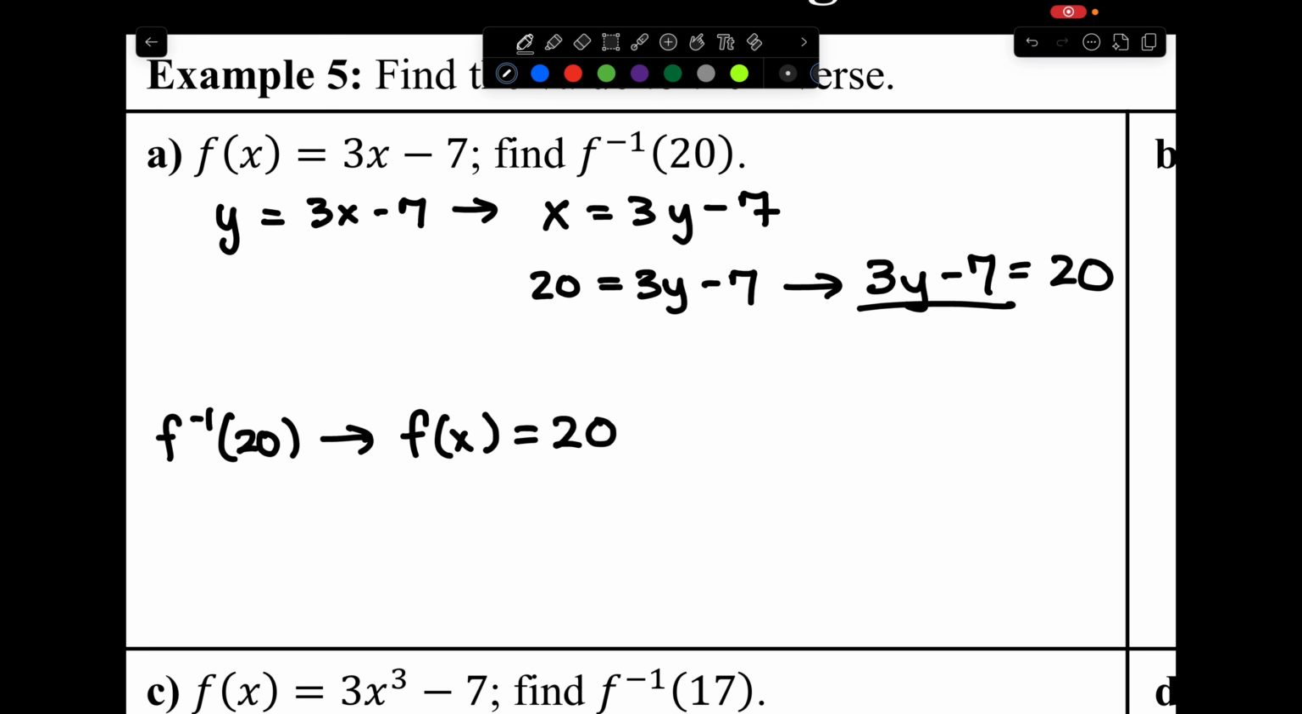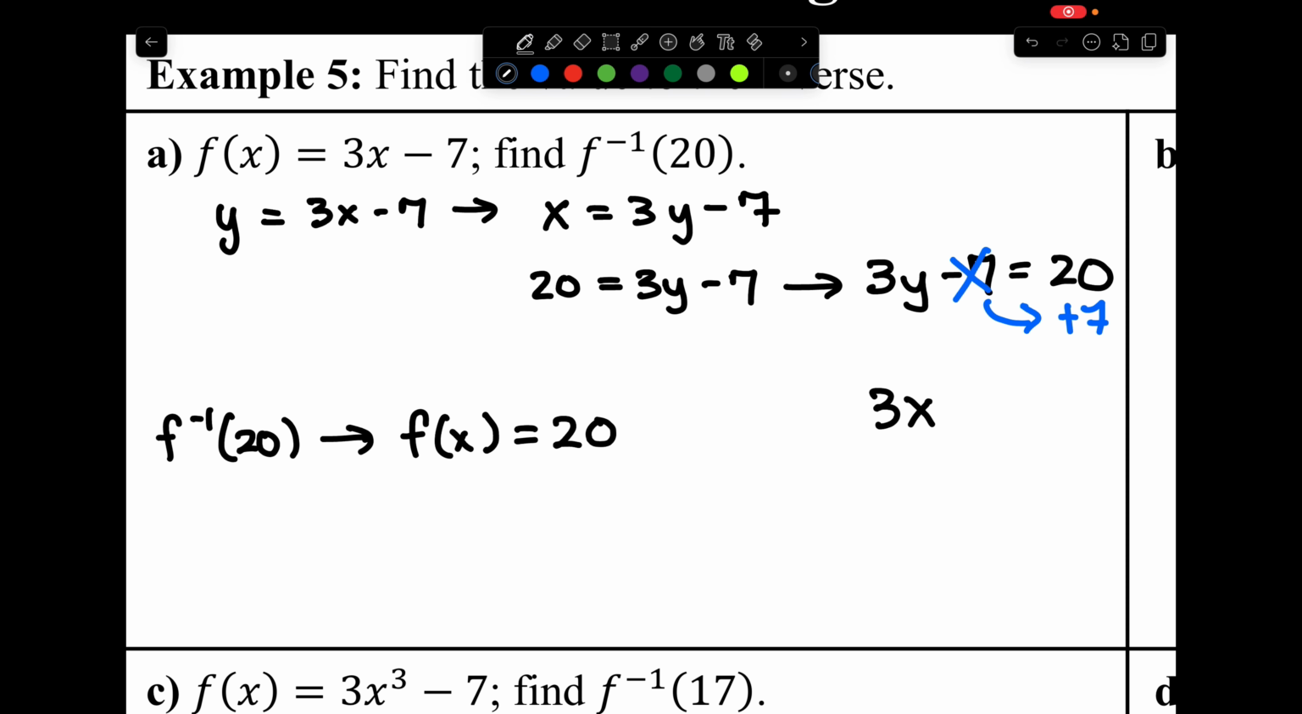Notice f of x, again, 3x minus 7 is f of x. f of x equals this value of 20. So now let's go into how to solve this. Well, because it's a linear equation, the technique is pretty simple. We're going to move this 7 to this side, making it positive 7.